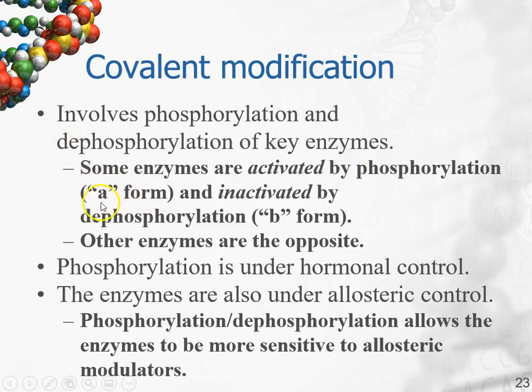So we're going to use the form A for active and B for inactive. What makes this a bit confusing is sometimes phosphorylation will make an enzyme active, and sometimes phosphorylation makes it inactive. It just depends on the enzyme. So let's see if we can make sense of this.